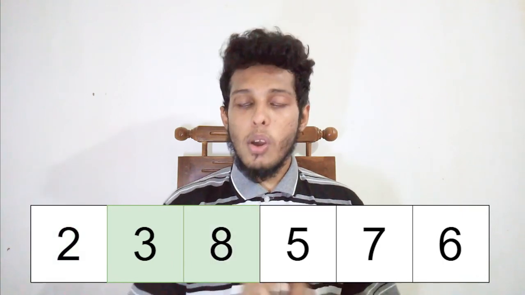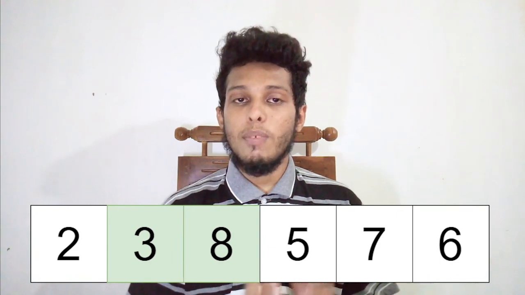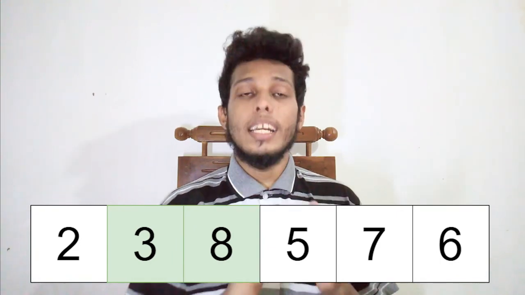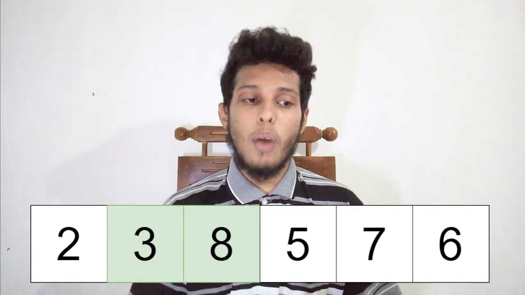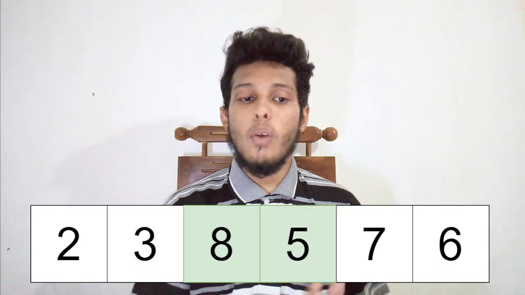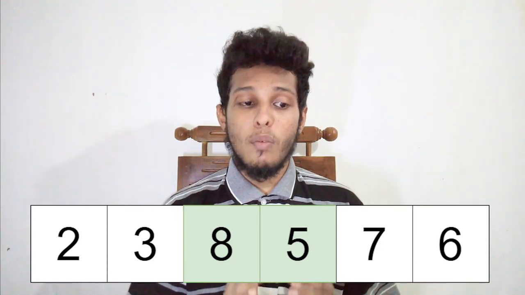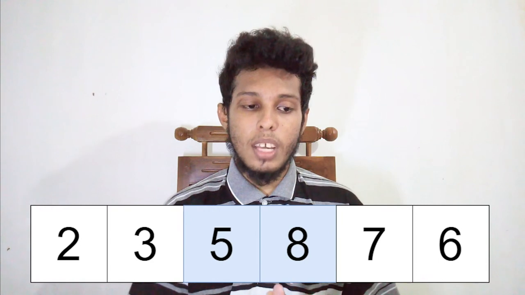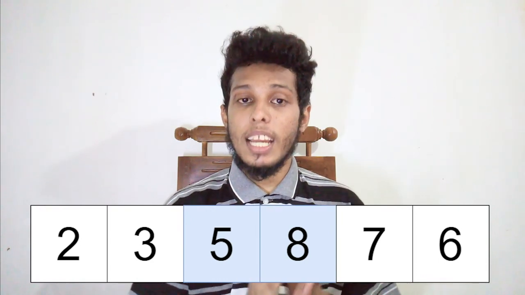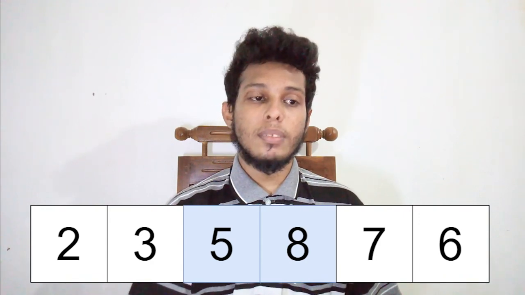Then, we compare the value 3, which is at index 1, with the value 8, which is at index 2. Here also, we do not have to do a swap. Then we jump to the next step. Compare value 8 with 5. We know 5 is less than 8, so we need to do a swap here. The value 5 will be placed in index 2 and 8 will be placed in index 3.